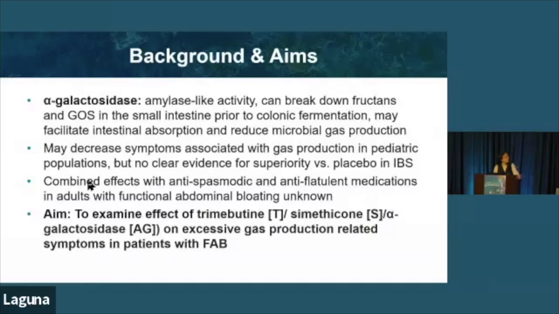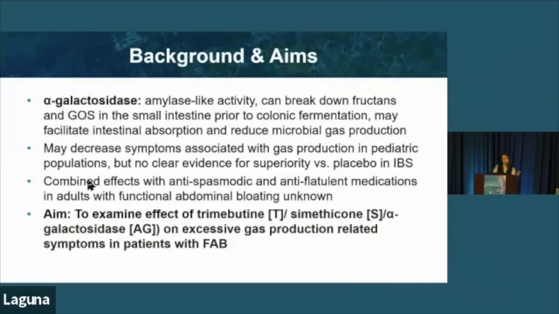So alpha-galactosidase is an enzyme that has amylase-like activity. It can break down fructans and galacto-oligosaccharides in the small intestine before they enter the colon for fermentation. And it's thought that it may facilitate intestinal absorption and reduce gas production in the colon. There is some data suggesting that it can decrease symptoms related to gas production in the pediatric populations.